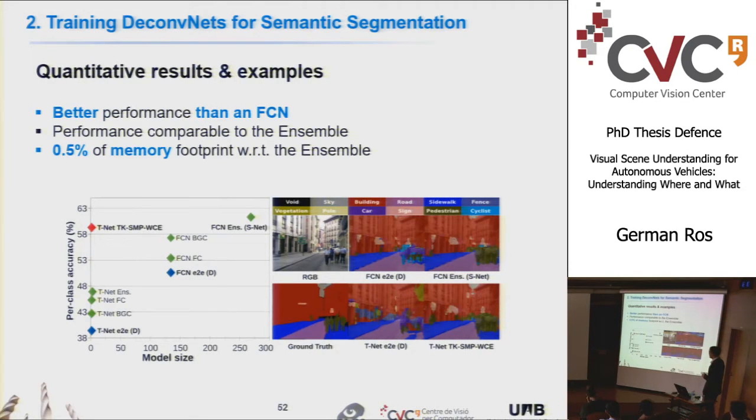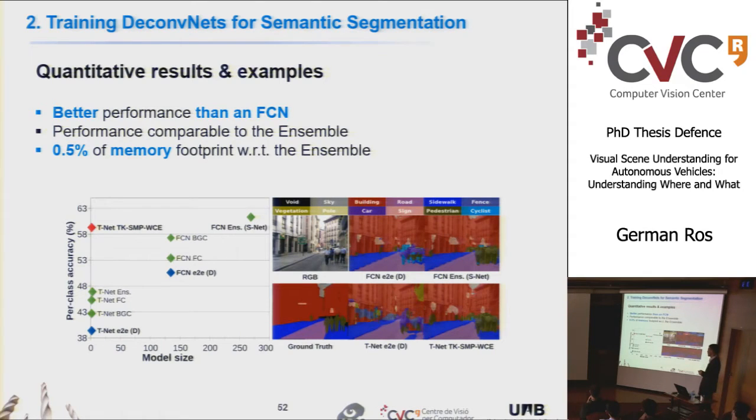And we can see that here more clearly. This is a comparison of the different networks in terms of model size in millions of parameters and per class accuracy. Okay, so originally our target network was here, so it was quite small and compact, but it wasn't performing very well.